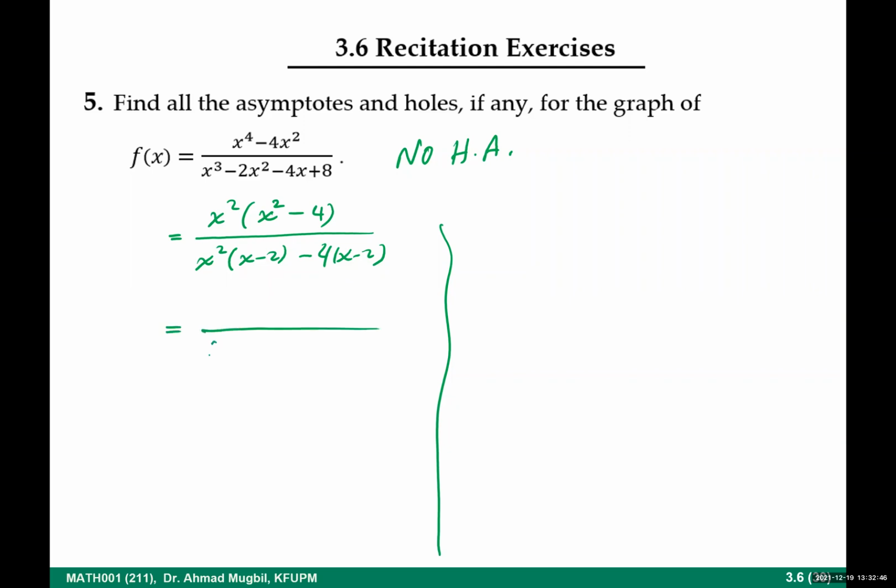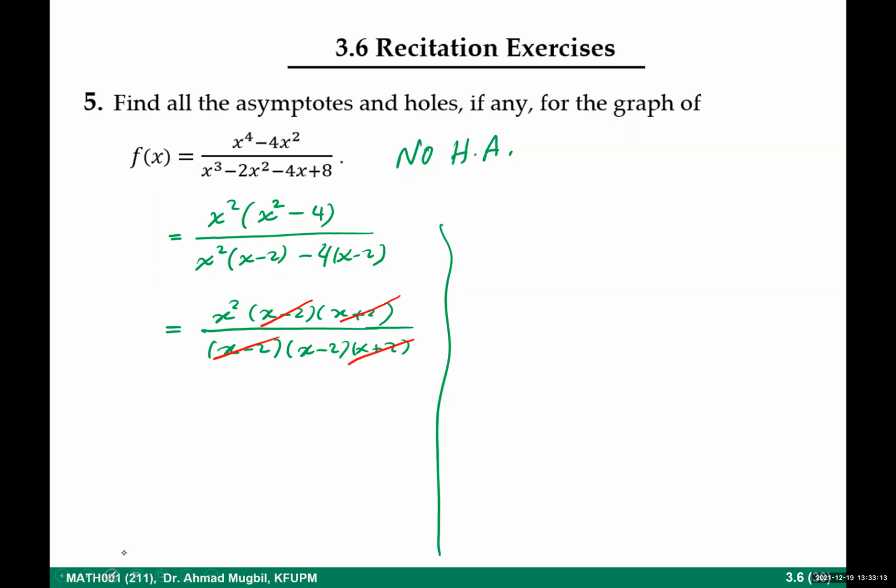What will you have here? You will have x minus 2 multiplied by x squared minus 4. By the way, x squared minus 4 can be written as x minus 2 times x plus 2. Now we factor this completely, and here x squared, it is also x minus 2 times x plus 2. Now, this is your favorite part, the cancellation. You can cancel this, and you can cancel this.